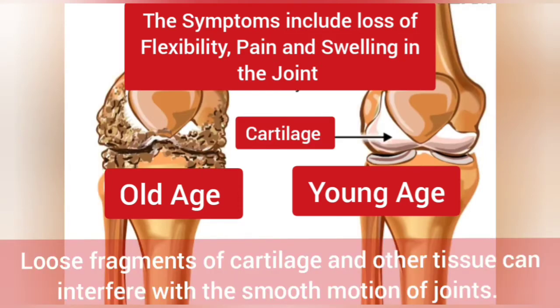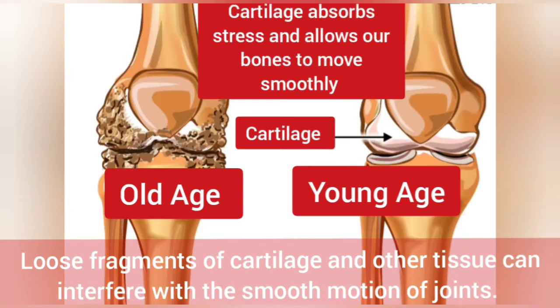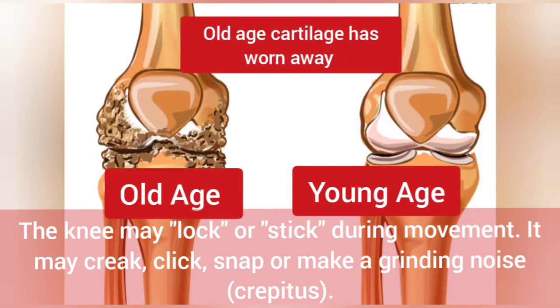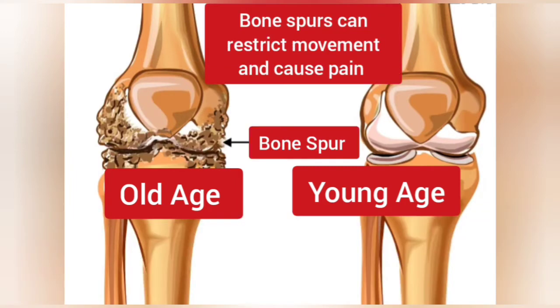Loose fragments of cartilage and other tissues can interfere with the smooth motion of joints. Cartilage absorbs stress and allows our bones to move smoothly. The knee may lock or stick during movement. It may creak, click, snap, or make a grinding noise like a crepitus. Old age cartilage has worn away. Bone spurs can restrict movement and cause pain.